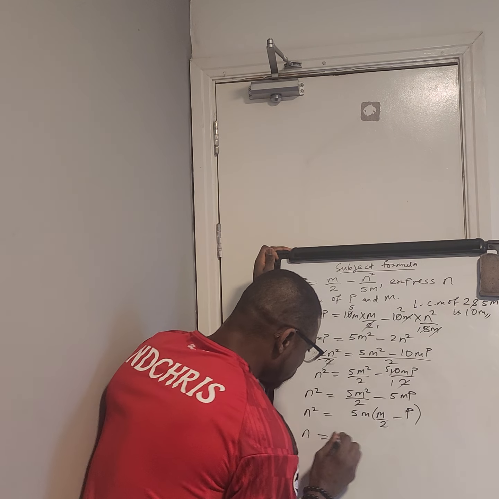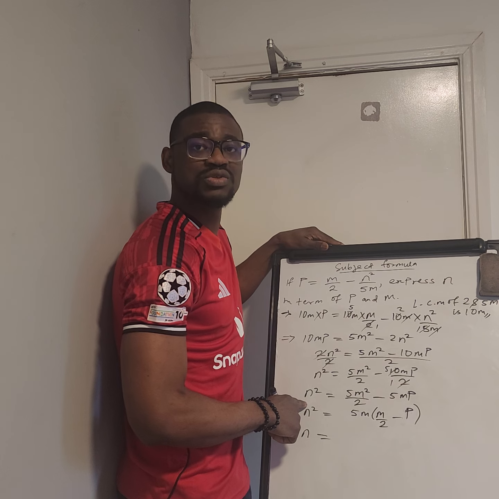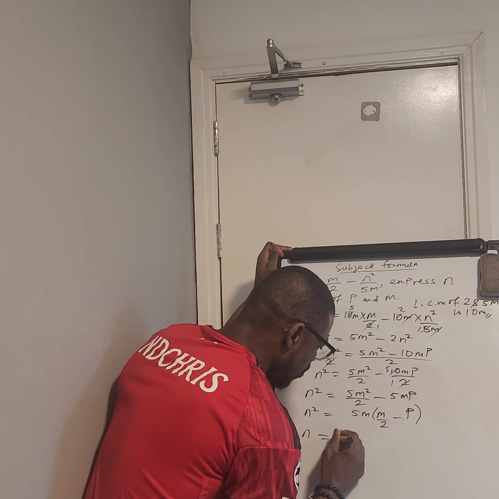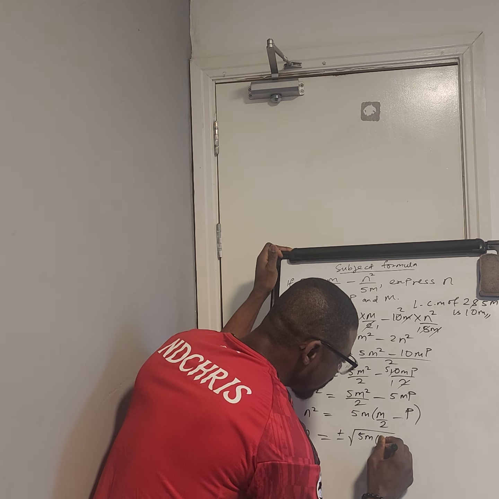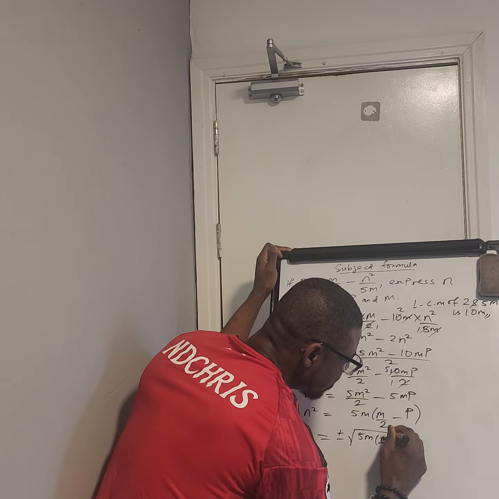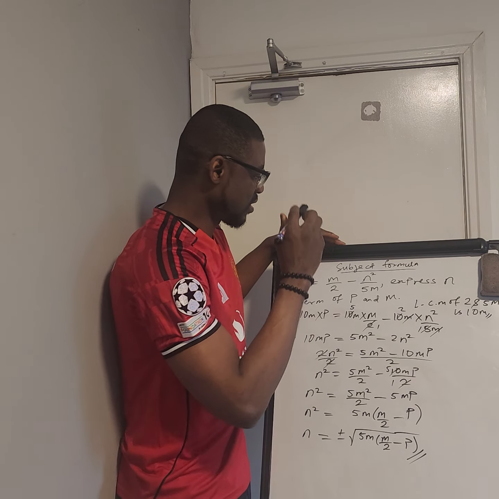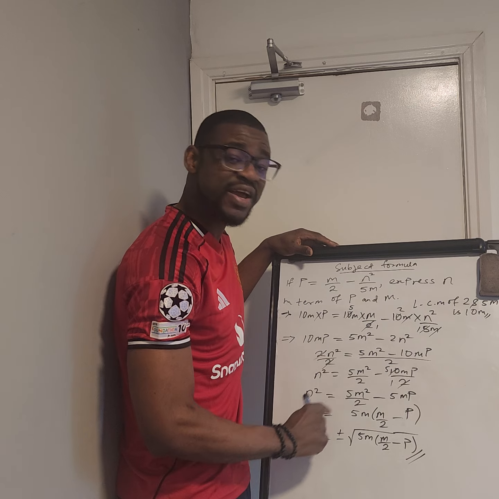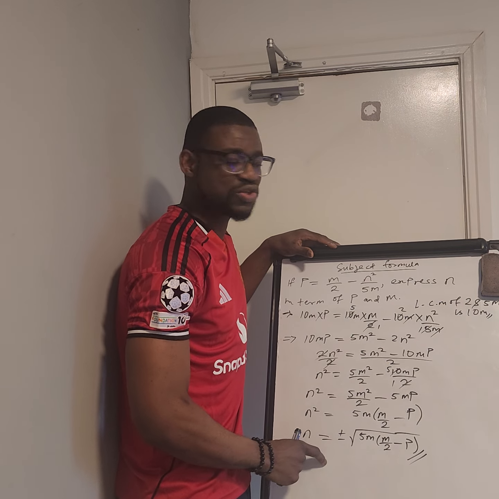Therefore, our n, how do we remove the square of n? We introduce square root. So take the square root of both sides, n becomes equal to plus or minus the square root of 5m, bracket open, m all over 2 minus P. This is the solution to this problem. Notice three things. Fraction removed, coefficient of n removed, the power of n removed. That means n is standing alone, and this is the perfect solution to this problem.